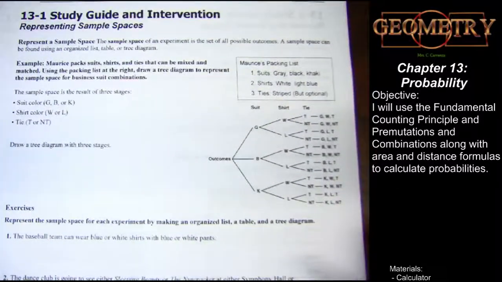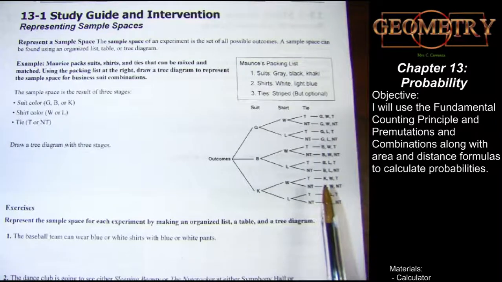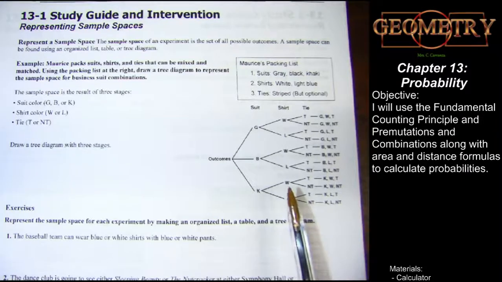Yesterday we talked about sample space. We showed how to do a tree diagram, how to use that to create an organized list, and how to use the tree diagram to make a table. Hence, it's exactly like the tree diagram. It just looks like a table.